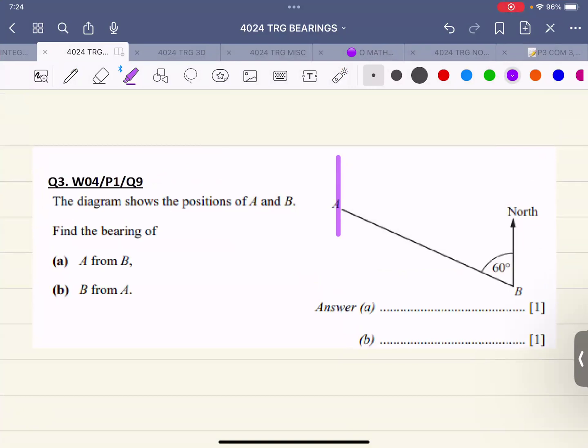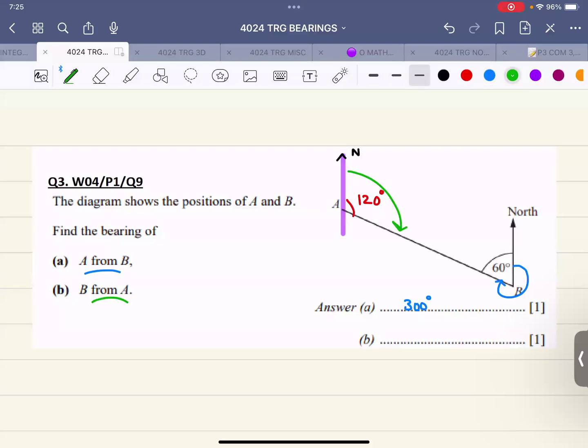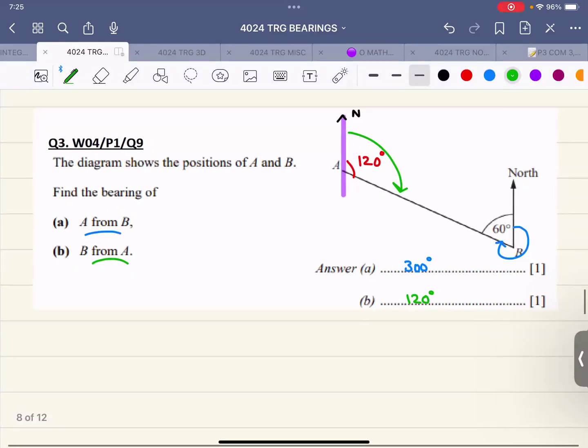And let me just like this. This is better. This is north. This is 60. So 180 minus 60 is 120. A from B. When we talk about A from B, we are talking about this bearing. That is 360 minus 60, which is 300 degrees. And when we are talking about B from A, we are talking about this angle, that is 120 degrees. So this thing is done.